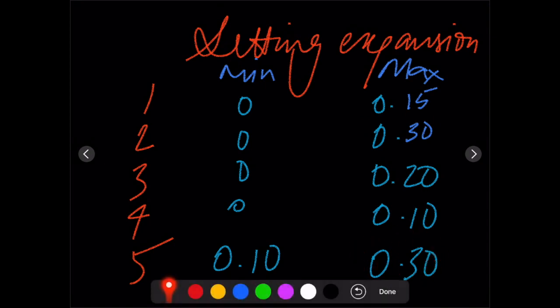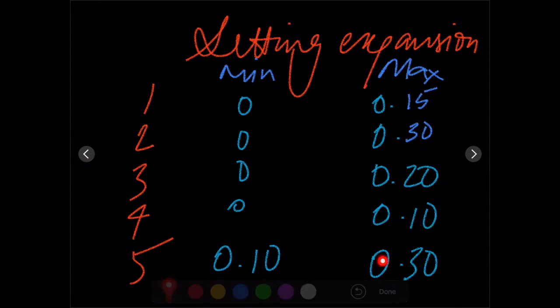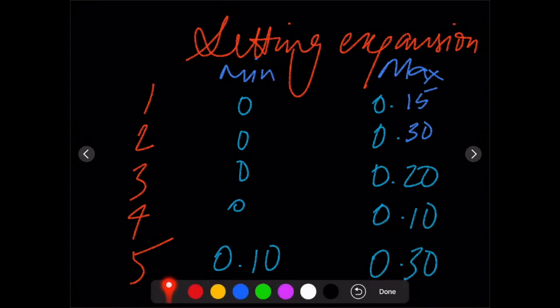Okay, so the type 1 has 0.15, type 2 has 0.30, type 3 has 0.20, type 4 has 0.10, and type 5 has 0.30. Now, how do you remember this? You can remember it as 15 into 2 is 30, 20 plus 10 is also 30.